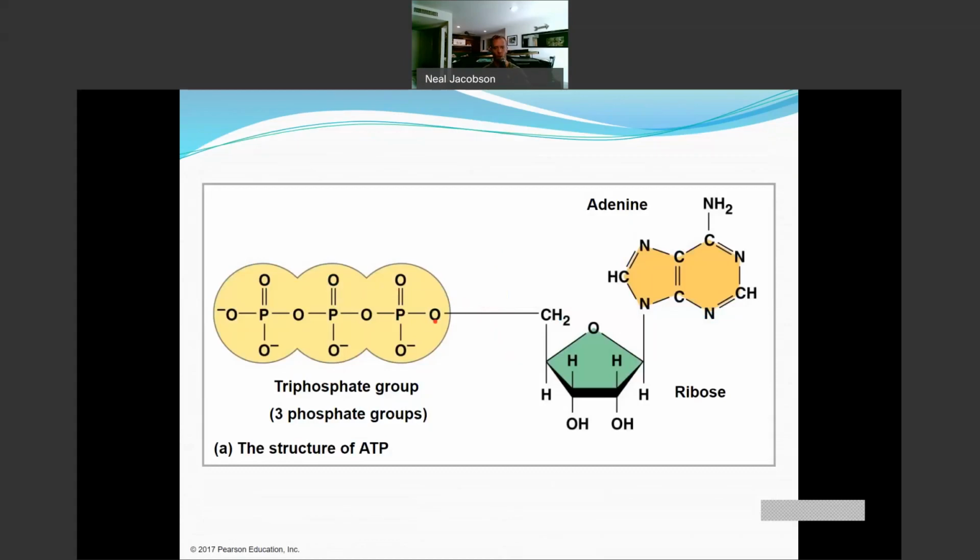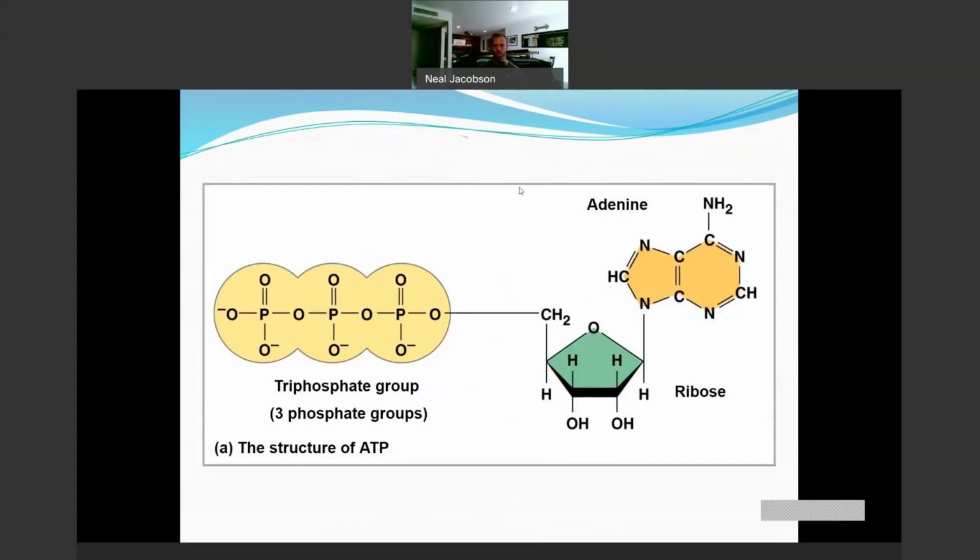Now, go back to our macromolecules lecture, right? Our macromolecules lecture has a molecule just like this in it. It's got a 5-carbon sugar, a nitrogenous base, and 3 phosphate groups attached. What type of biomolecule is this? All right, this is ATP. This is a nucleic acid. So this is one of the biomolecules, this nucleic acid.